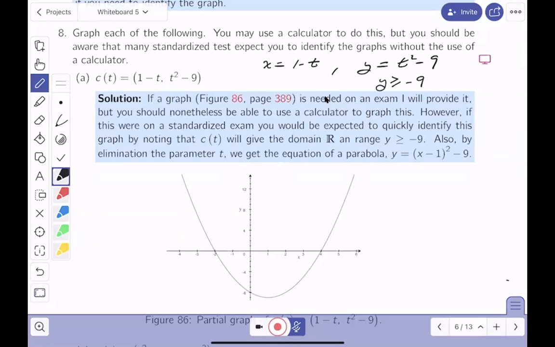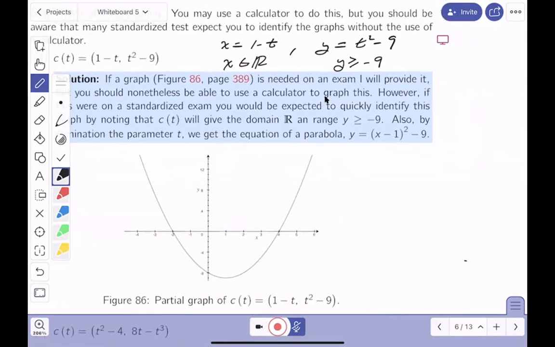The x can be anything, by the way. So the x could be any real number, just looking at this. I want to eliminate the parameter though, and the way I would do that is I would probably try to solve x for t. So let's see, t would equal 1 minus x. Then I would plug this into the other one, which is y equals, well, t squared is going to be (1 minus x) squared minus 9.